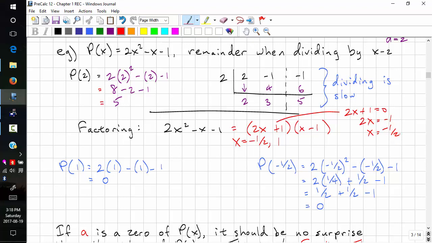Okay, so let's try p of 1. That's 2 times 1 minus 1 minus 1. That's 0. Here's where the brackets become important. So 2 times (negative 1/2) squared, minus (negative 1/2), minus 1. Now we have 2 times 1/4. That's 1/2. This minus negative 1/2 is plus 1/2, and then we still have the minus 1. 1/2 plus 1/2 minus 1 is 0.